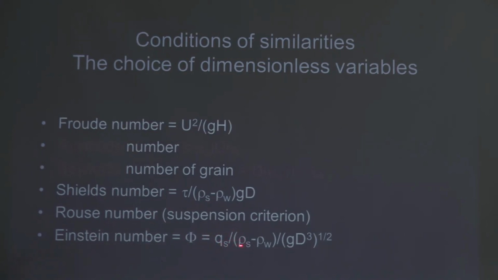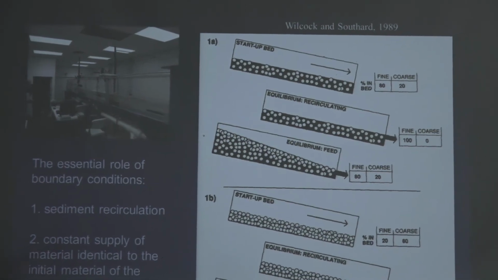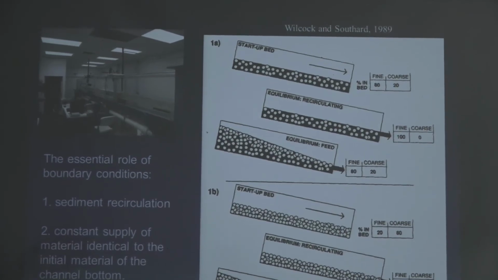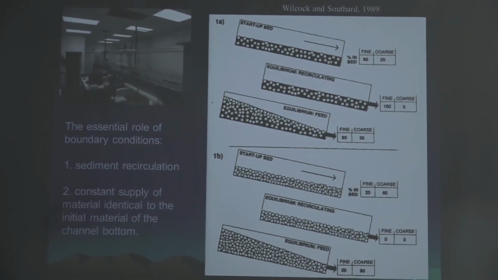which is sediment flux divided by the difference of density, g, multiplied by the cubic power of the grain size. You have to care about the boundary condition. Typically, I was mentioning that some systems can recirculate the sediments, and some others are without recirculation, and it's just a feeding system. So depending on whether you are feeding the system with always the same grain size, or recirculating the sediments, you won't get the same result.